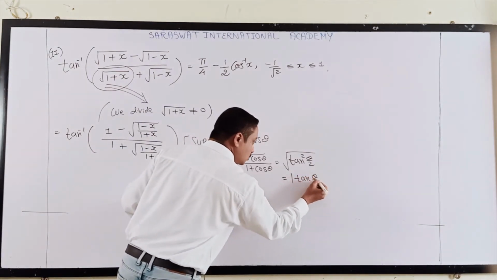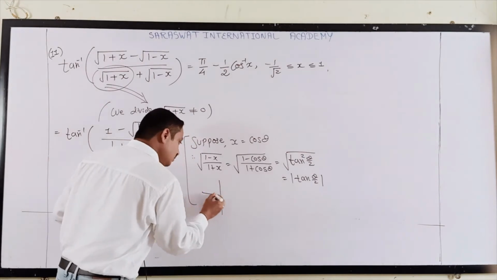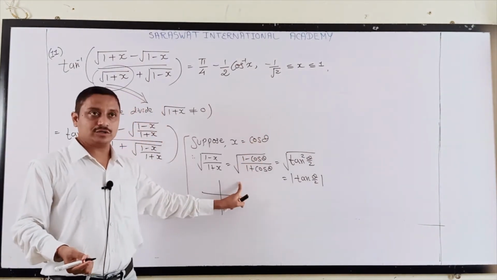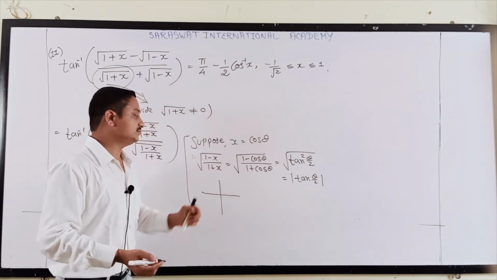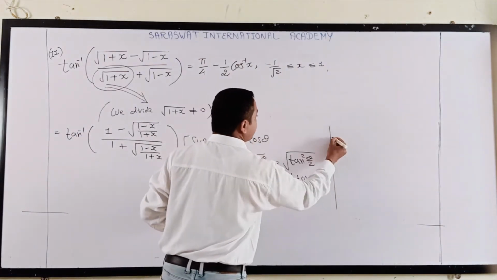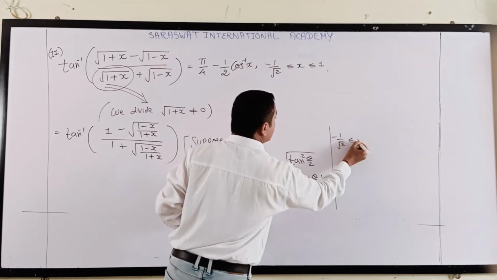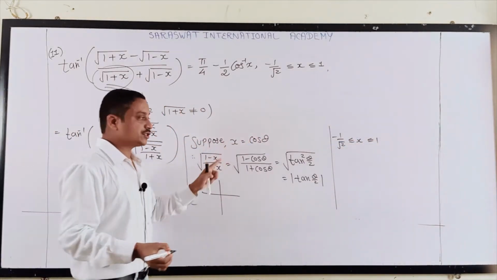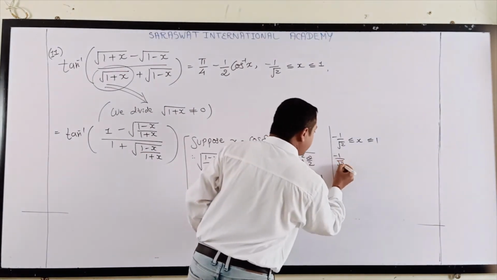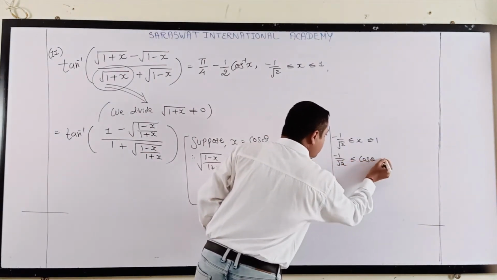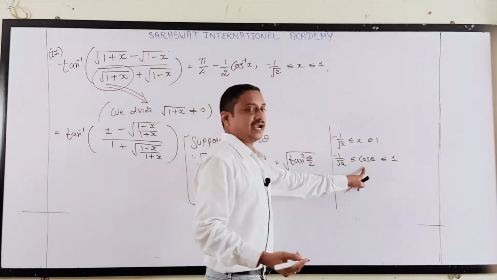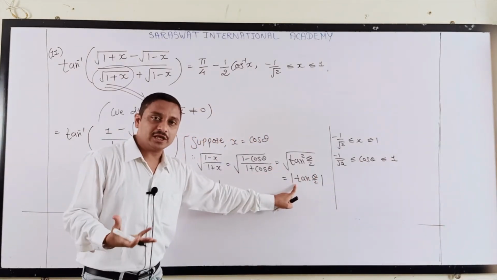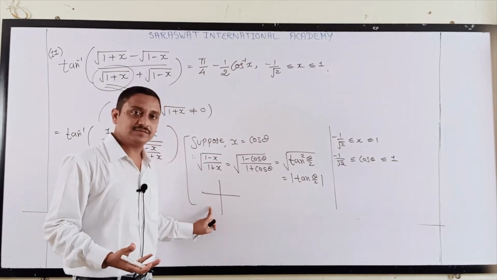Now check, in this range, is the value positive or not? So what is the range given? Side by side, minus 1 by root 2 to 1. Students, x value known, cos theta, putting that. This theta I derive in terms of theta by 2, and then after I check the conditions.